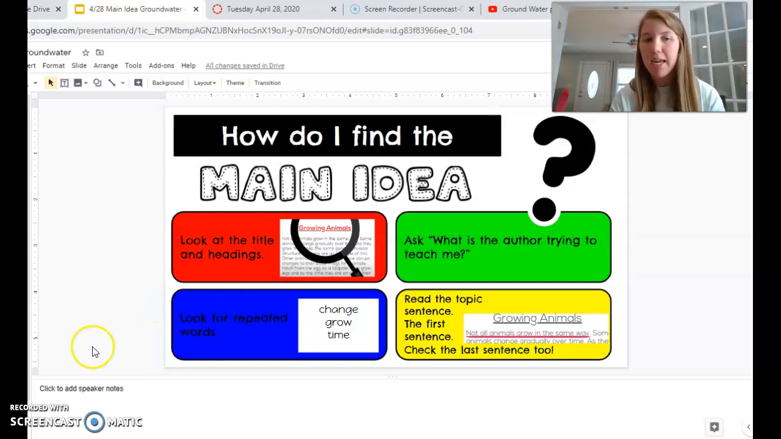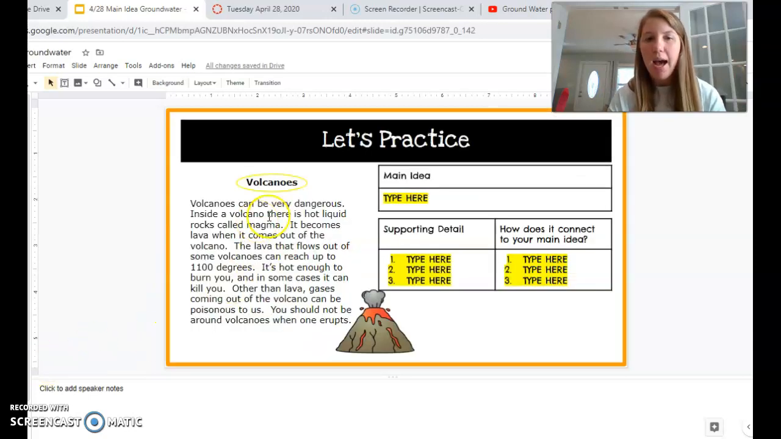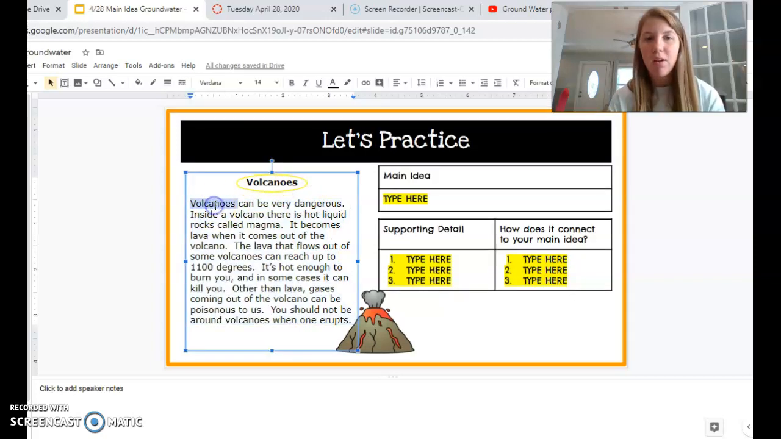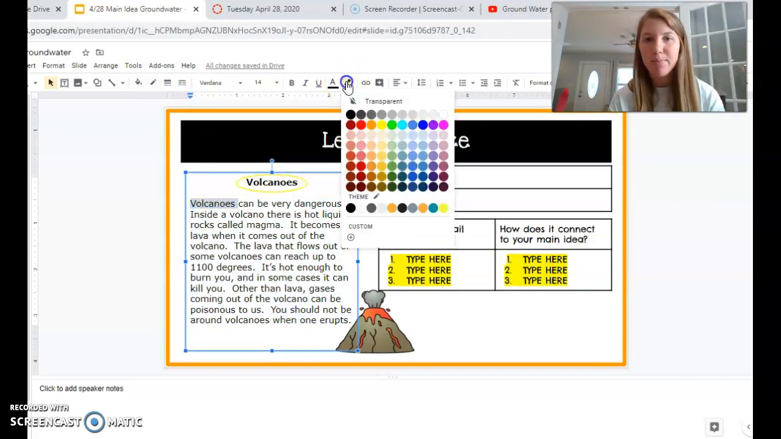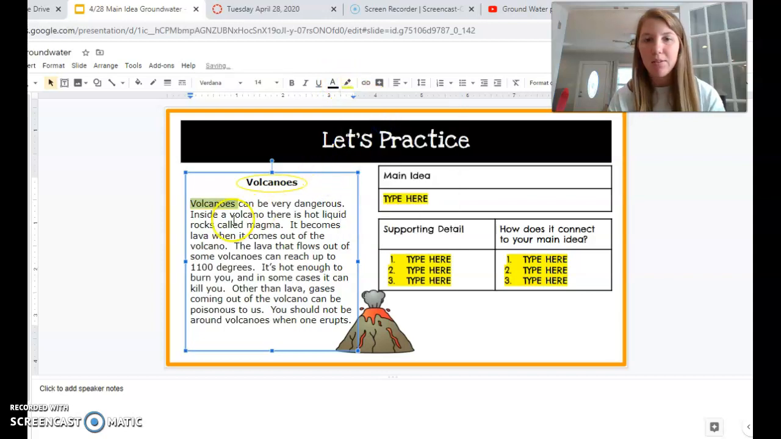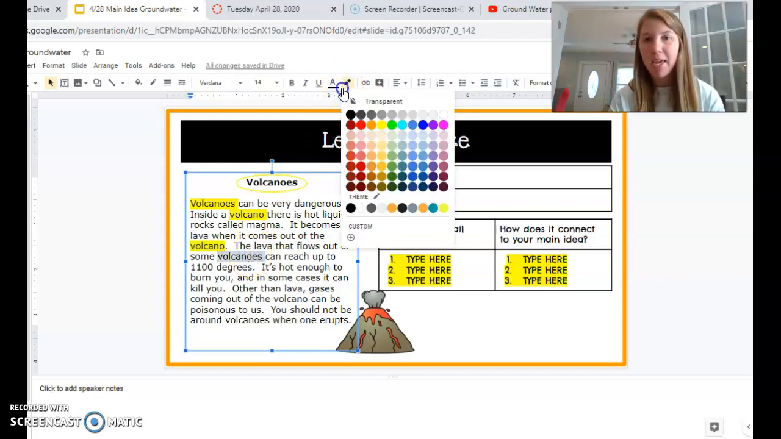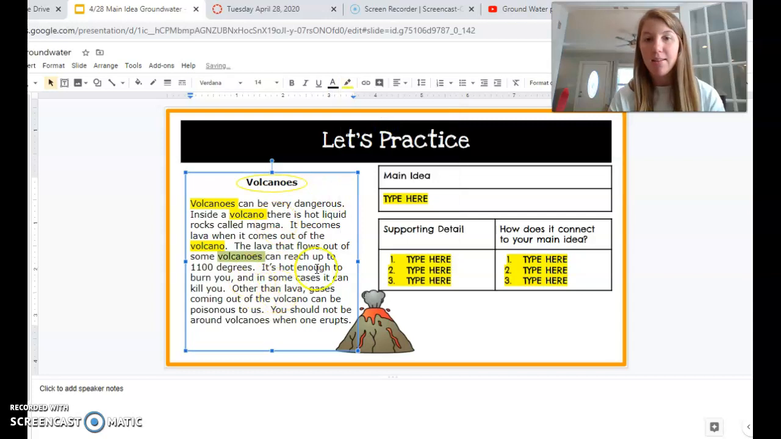Now, we're going to be looking for some repeated words. Look for repeated words. Let's go in. I'm looking for some words that repeat over and over again. I see volcanoes. What else? Ooh, volcano. Look here. My words are repeating, and that means that it's all about volcanoes, although we already knew that, right?